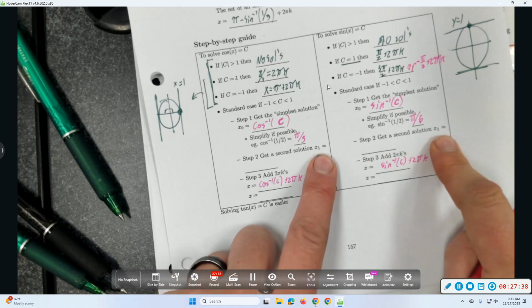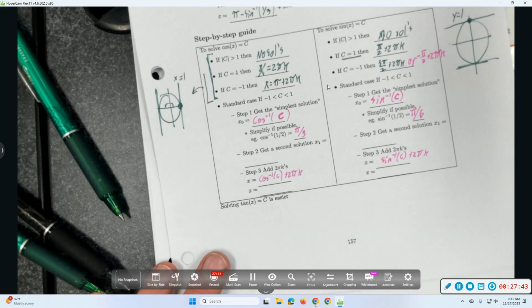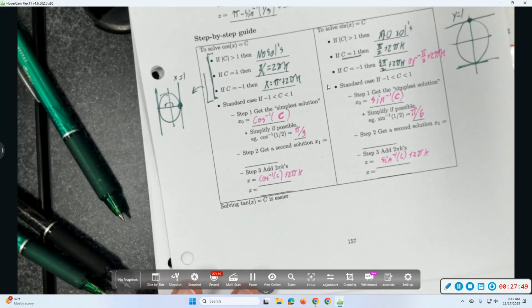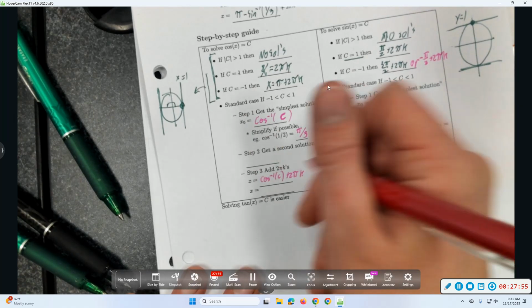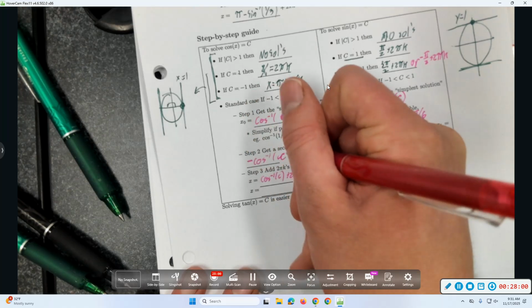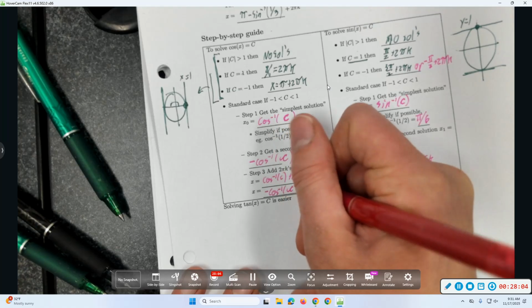Now you can get a second solution. And let's see, for cosine, how did we get a second solution? Yeah, you use basically that cosine is even. So once an even function does something once, it's going to do it on exactly the opposite x value. So negative cosine inverse of c plus 2 pi k.